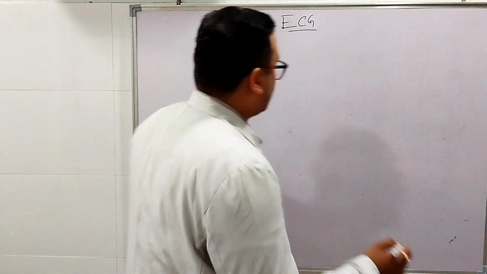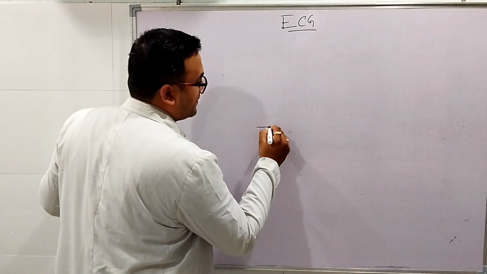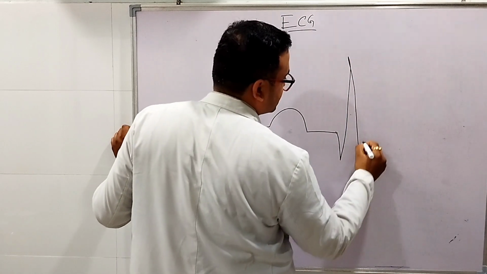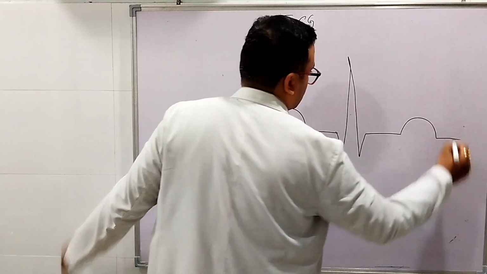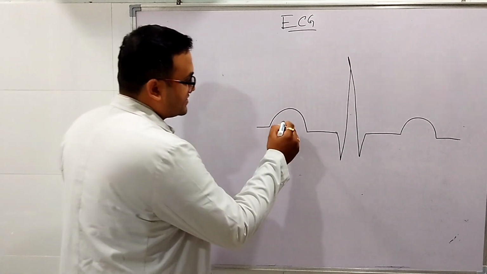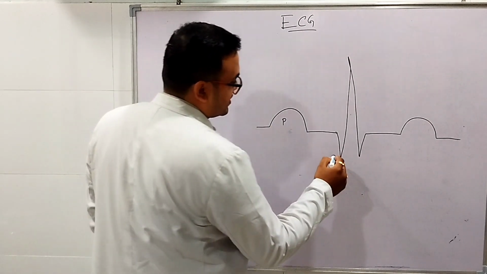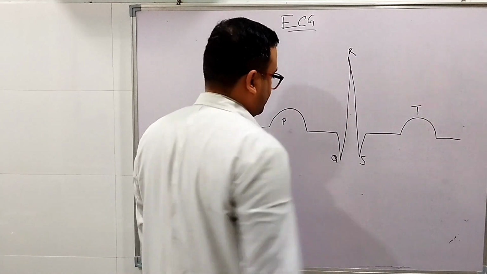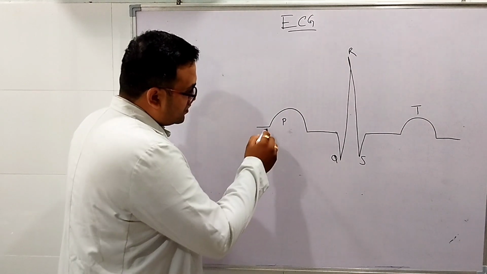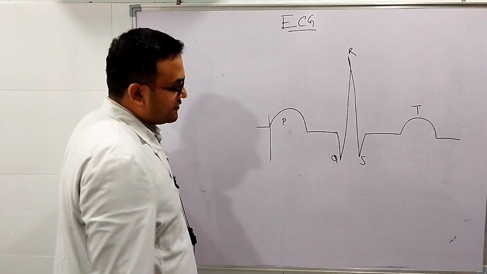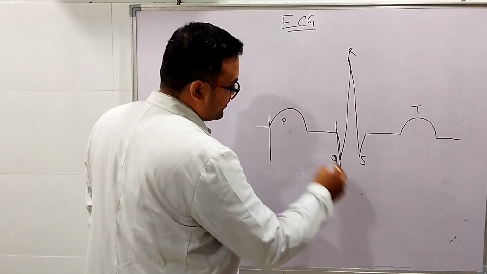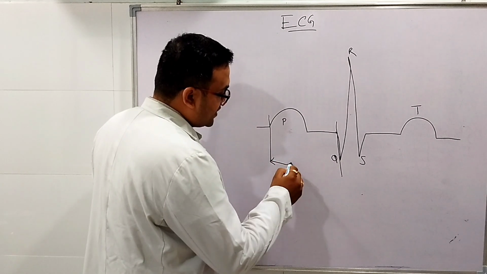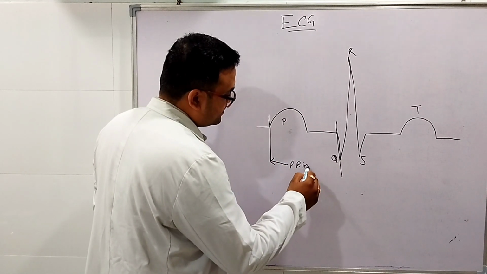Okay, so now we'll be seeing this picture a bit detailed about the various segments and intervals. We know this is the P wave, this is the Q, this is the R, S and T. From the starting of the P wave to the starting of the Q wave, we have the PR interval.